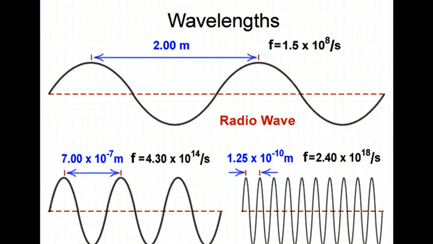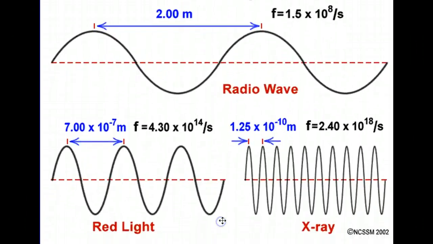But if we go down here, red light is 7 times 10 to the negative 7th meters for a wavelength. So it's considerably shorter, teeny tiny, 10 millionth of a meter. That means that 10 million of these wavelengths could fit in a meter stick. So much shorter wavelength, so the frequency is a good bit higher. A lot more of them pass in a second.